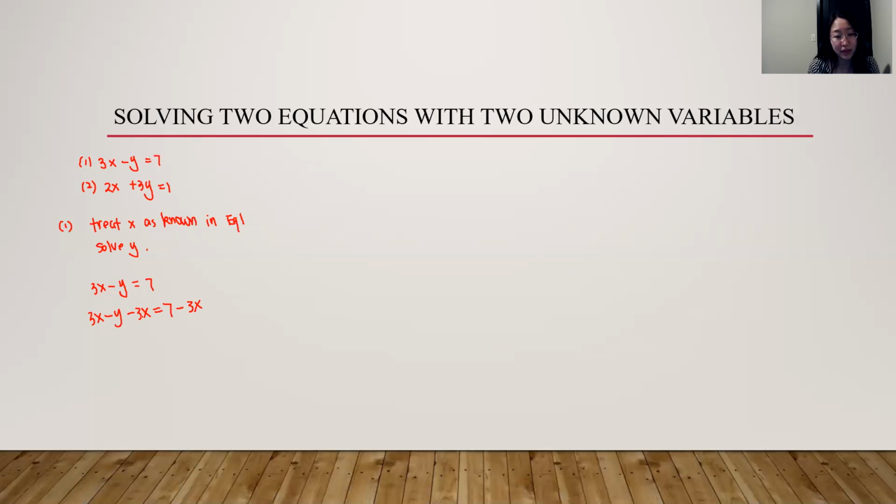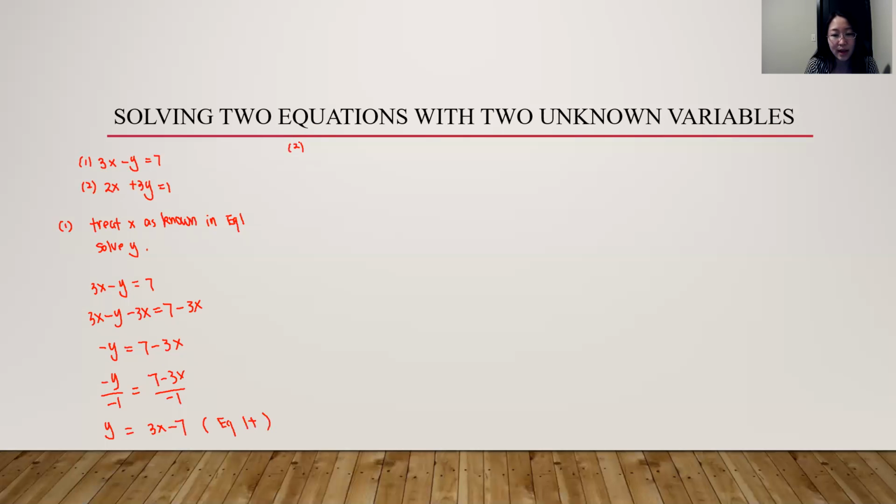So 3x and minus 3x, those two cancel out. What is left is negative y equals 7 minus 3x. We're going to divide both sides of this equation by negative 1 to get rid of this negative sign here. So the left-hand side is y and the right-hand side is 3x minus 7. And I'm going to label this as equation 1 plus.